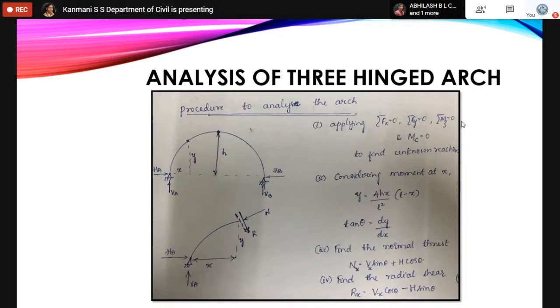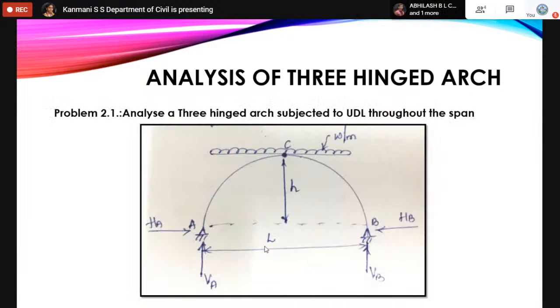And if you need the normal thrust, if you cut the section at any point x, then you will get a normal thrust, a normal reaction, and a radial shear. We have a separate formula for these, and of course we have a derivation for that. But for the GATE concept, we just remember the formula. Nx equals Vx sin theta plus H cos theta. And Rx, that is the radial shear, is nothing but Vx cos theta minus H sin theta. You have to remember these 2 formulas to tackle the 5 steps we are following to analyze the arch. Only these 5 steps.